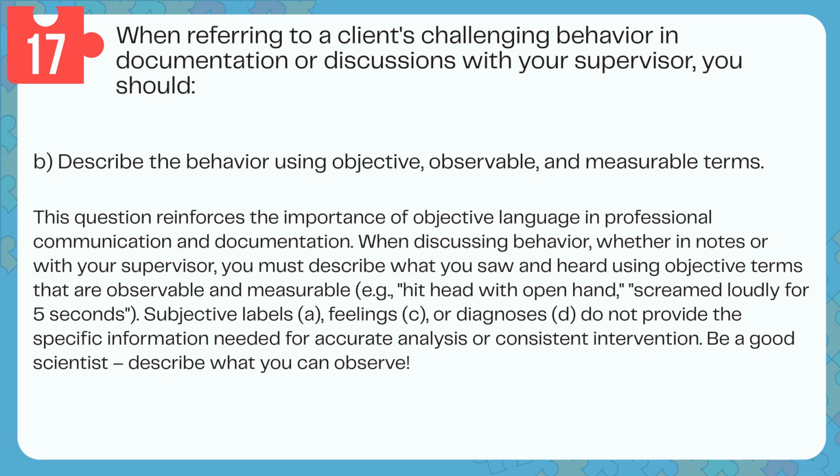Example: hit head with open hand. Screamed loudly for 5 seconds. Subjective labels, A, feelings, C, or diagnosis, D, do not provide the specific information needed for accurate analysis or consistent intervention. Be a good scientist. Describe what you can observe.